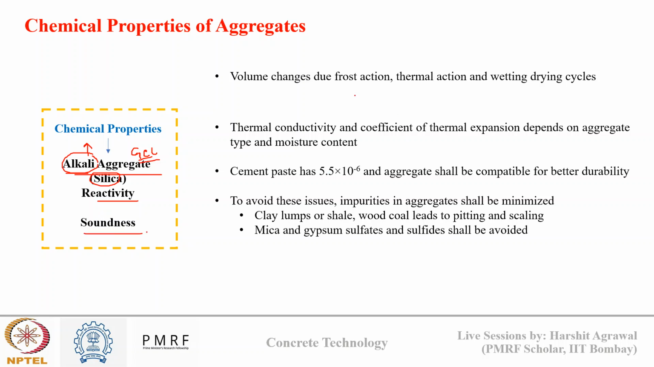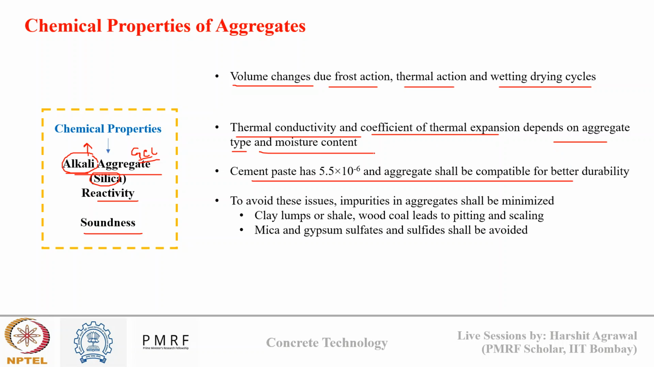And regarding soundness, as we know, it is the volume change in a system which can happen due to frost action, thermal action, or wetting and drying cycles. Now in a concrete, I want the thermal conductivity and coefficient of thermal expansion of my aggregate and cement to be the same. For aggregate, these values will depend upon the type and the moisture content of aggregate. If the thermal expansion coefficients are different, what will happen? Compatibility of my system will be an issue, and that can cause some volume change in my system.